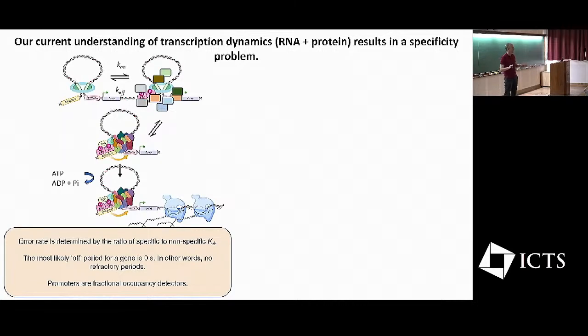I feel like at a place like ICTS, I'm just going to state that and you're going to buy it, but you can show that mathematically, and I think intuitively it makes sense. But in this case, the error rate is determined by just this ratio of the non-specific to specific. This means that the most likely off period is 0, and you can think of promoters as fractional occupancy detectors. So for the rest of the talk, I really want you to think about this from the perspective of the promoter, not from the perspective of the transcription factor.